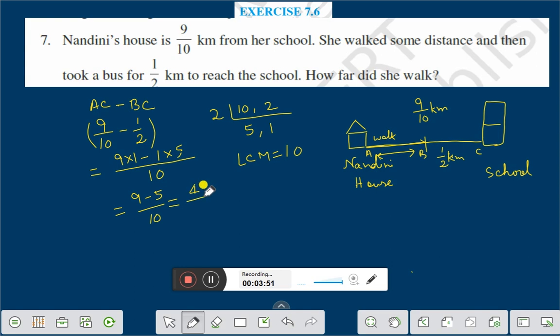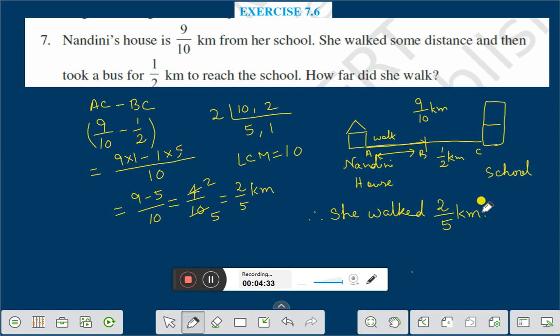4 by 10. And you have to change it into lowest terms: 2 2s are 4 and 2 5s are 10. That is equal to 2 by 5. But what is the unit? The unit is kilometer. You have to write the unit also, that is 2 by 5 kilometer. How far did she walk? The answer is she walked 2 by 5 kilometer.